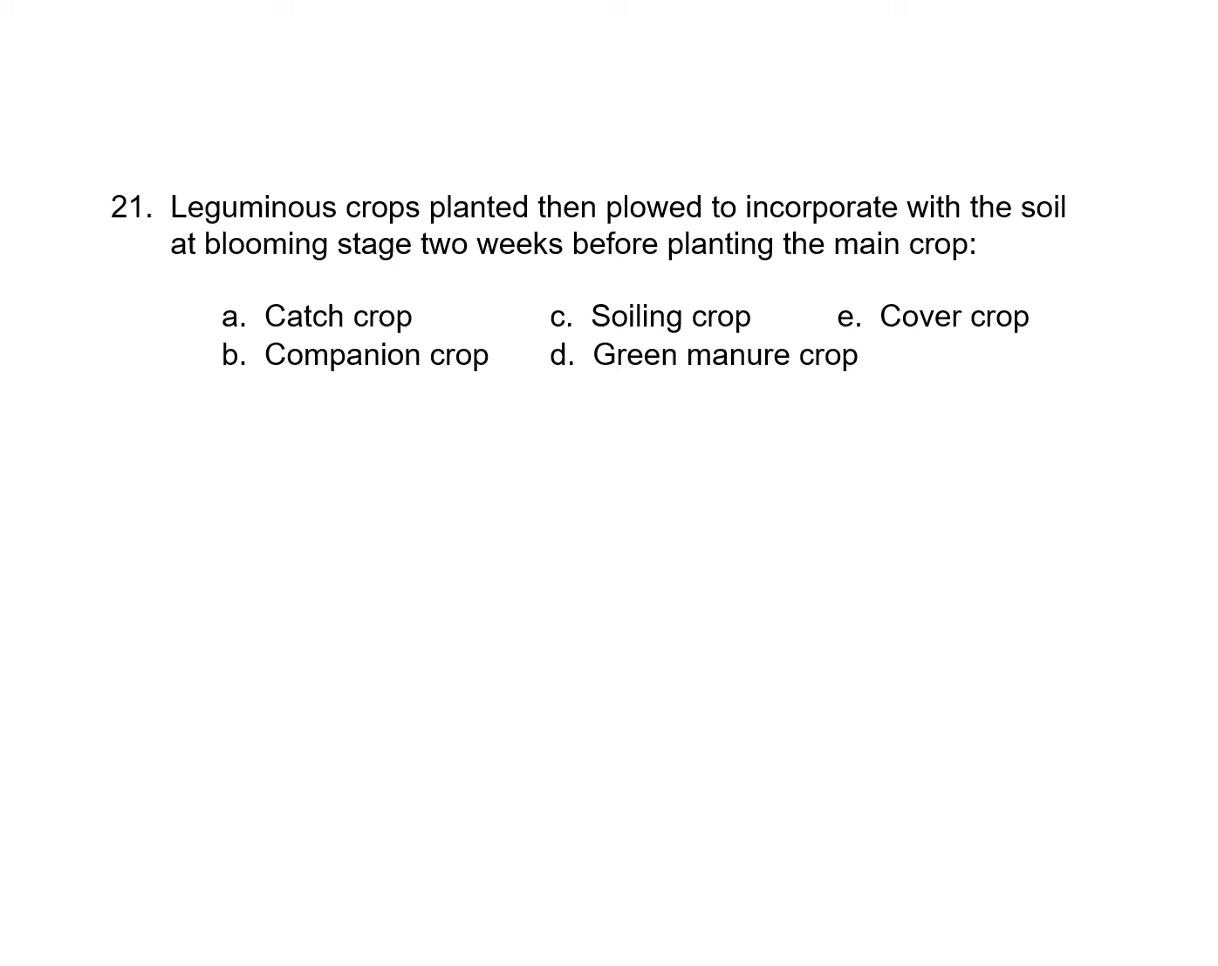Number 21. Leguminous crops planted then plowed to incorporate with the soil at blooming stage 2 weeks before planting the main crop. A. Catch crop. B. Companion crop. C. Soiling crop. D. Green manure crop. Or E. Cover crop. The answer is green manure crop.